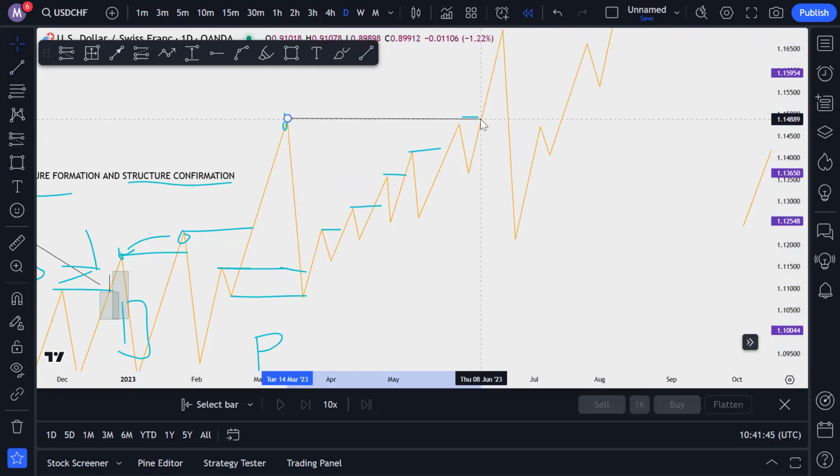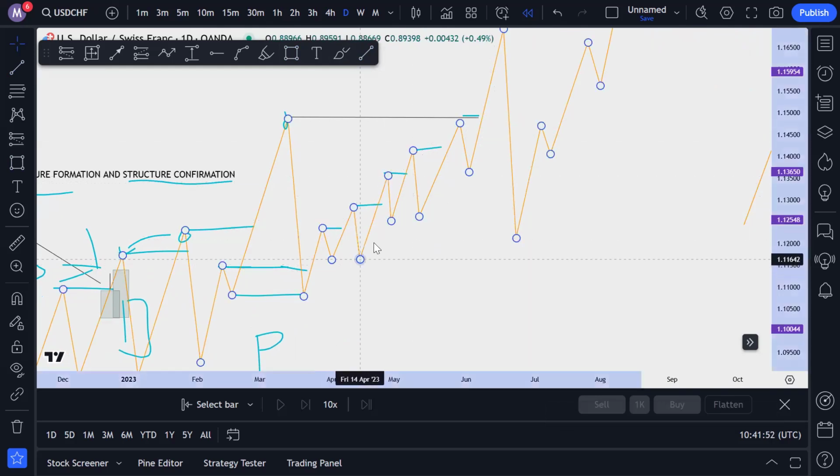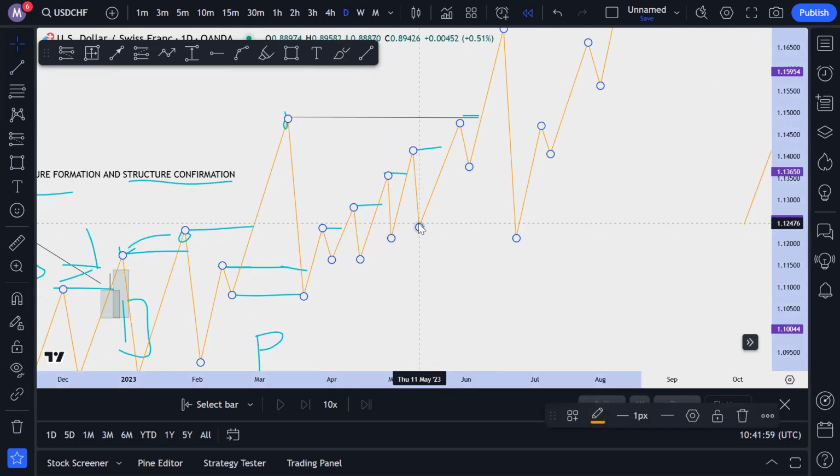Okay, so when we have to take entries from this area, we need to consider liquidity consumption to know which area we are going to use. But these are not break of market structures.